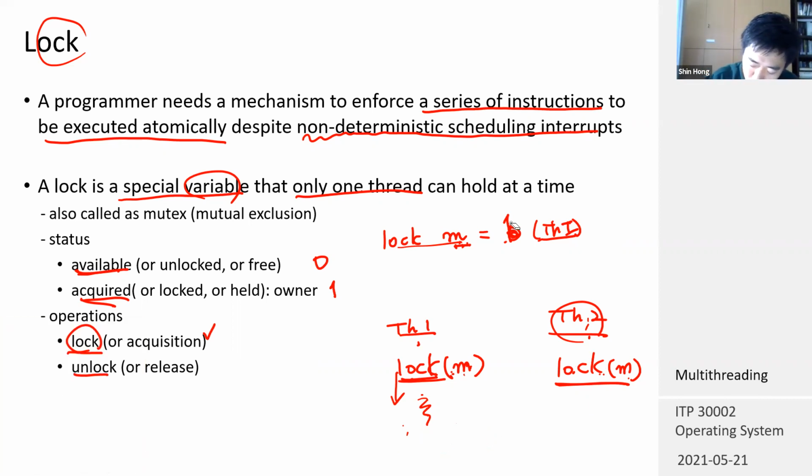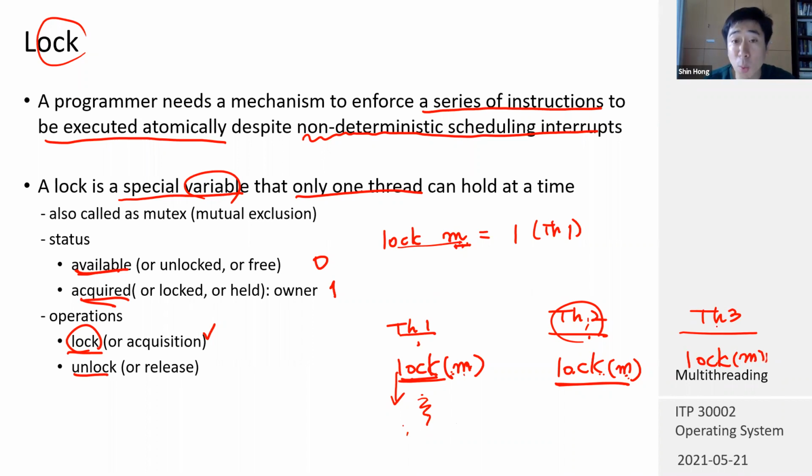Suppose that before unlock, lock 2 is blocking and waiting to acquire lock m. At this moment, what about thread number 3? A new one comes in and executes the lock operation on m. Then what will happen? Thread number 3 will also get blocked because the lock is not available. And thread number 1 is releasing lock m here.